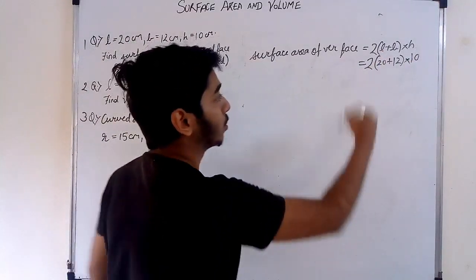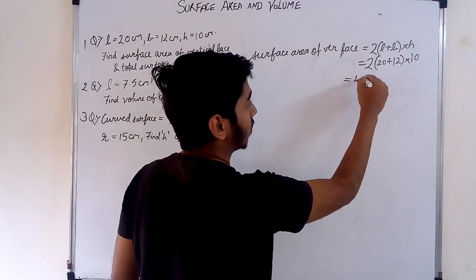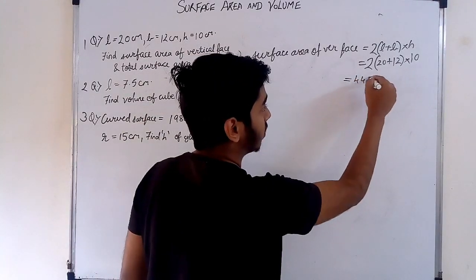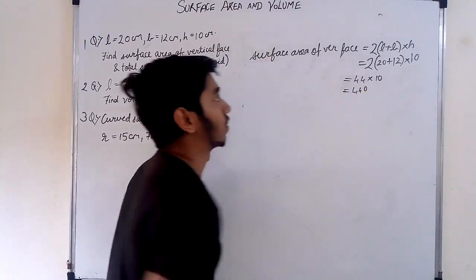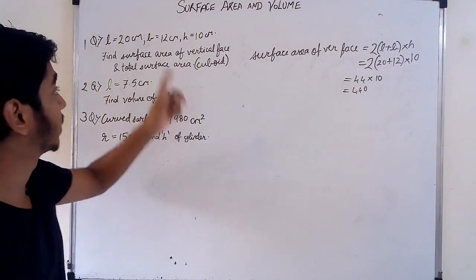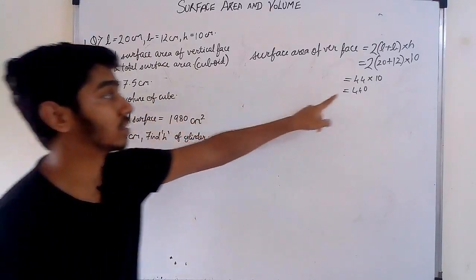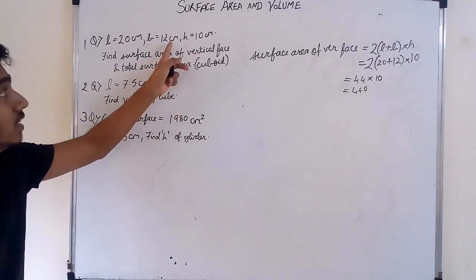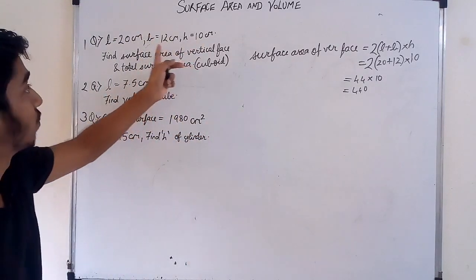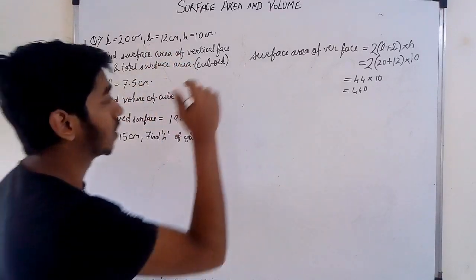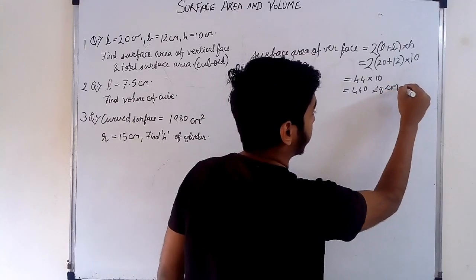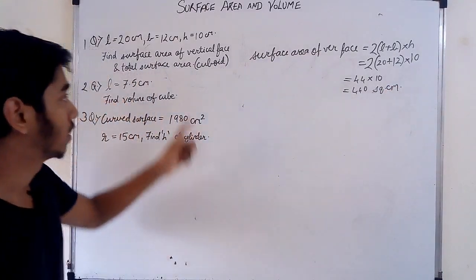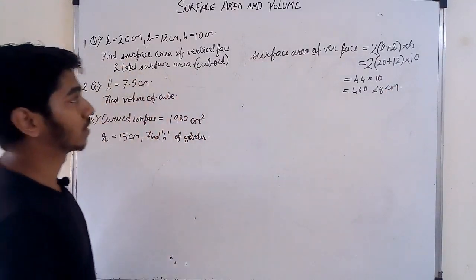Add them, 22 into 2, 44, into 10, which is 440. So the surface area of the vertical face of this cuboid is this, and if you see, this is centimeter, therefore the surface area will be square centimeter. Okay, now let's find the total surface area.